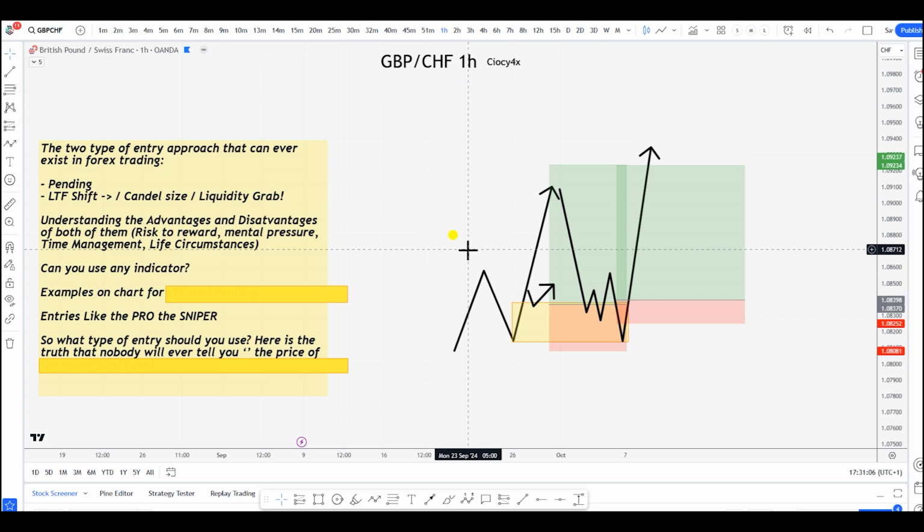No worry, we're going to go shortly into that. Let's finish all these bullet points, then we're going to go to the chart and we're going to be doing some examples, okay?